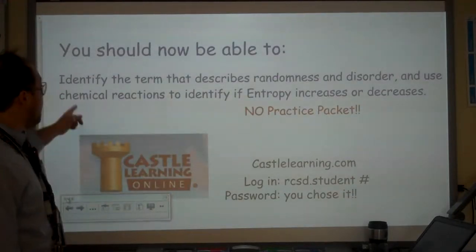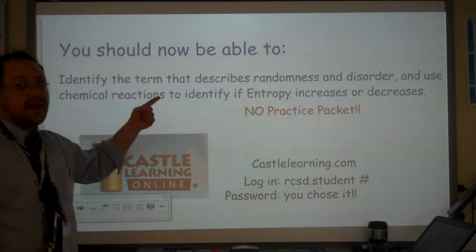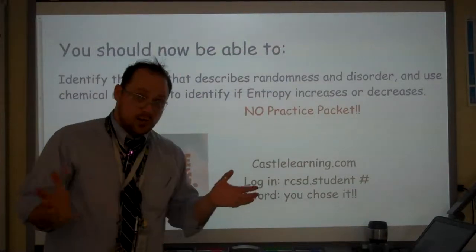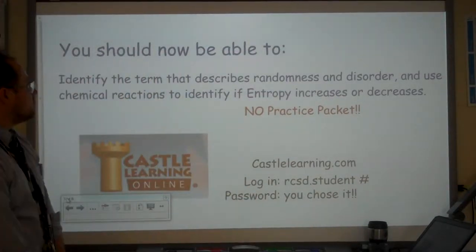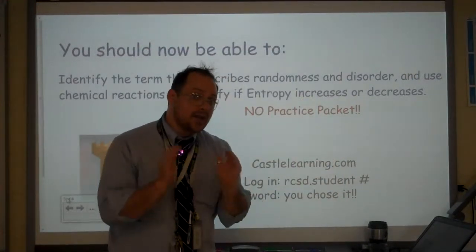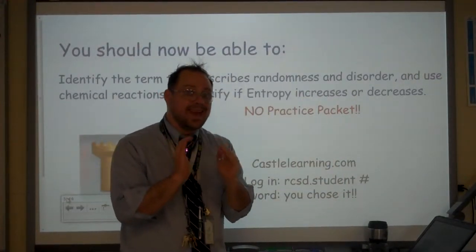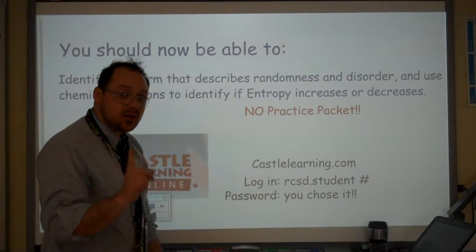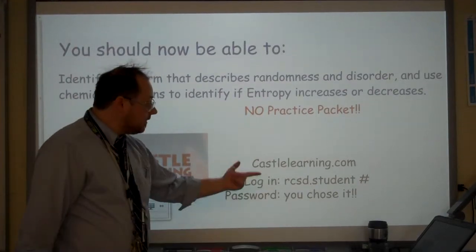So at this point, you should have the basic understanding of what that entropy term means. Randomness, chaos, disorder. And use a chemical reaction to identify if entropy increases or decreases. Remember, pay attention to those letter phase codes at the end because that could be the secret to figuring it out. No practice pack? Talk to you in class.